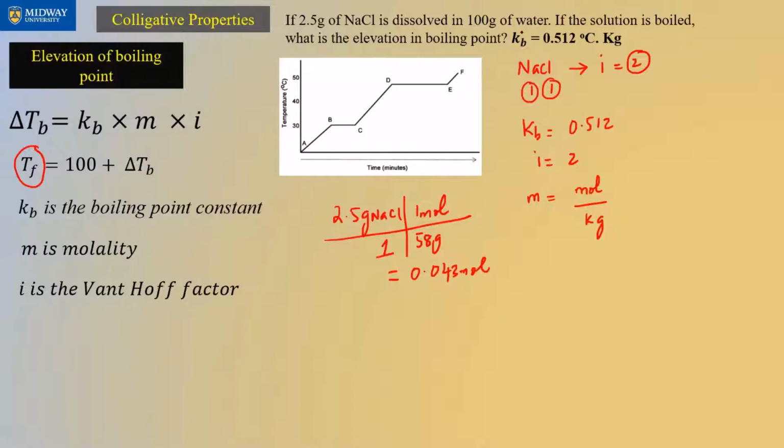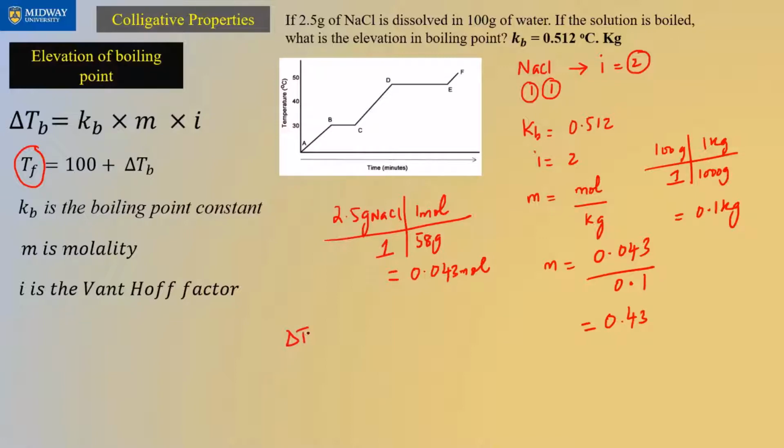And I have 100 grams of solvent, right? So 100 grams to kilograms would be 100 grams over 1,000 grams per 1 kilogram, which is 0.1 kg. So this molality would be 0.043 over 0.1, which is 0.43. So let's put all this together.